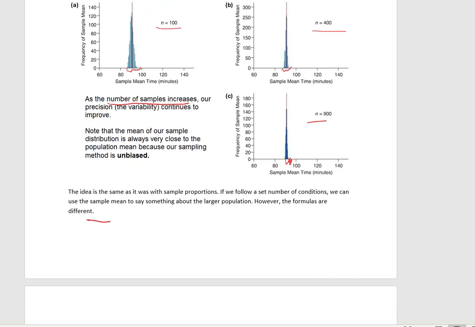As well, since we're doing all of this randomly, our method is going to be unbiased. Okay, so what that means is that we're not just interviewing people towards the end of the race, so that we would get some means that were too high or some means that were too low.